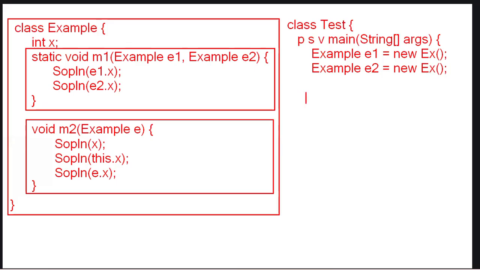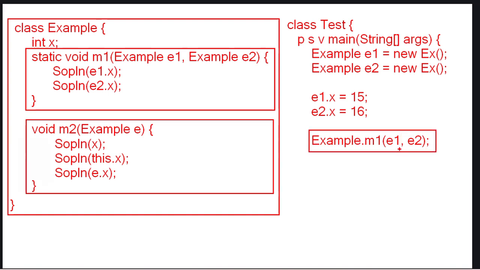There will be a peak confusion. Still, you have to practice. How to access a static method? By using the class name: example dot m1 of e1 comma e2. Both e1 and e2 objects are going as arguments.